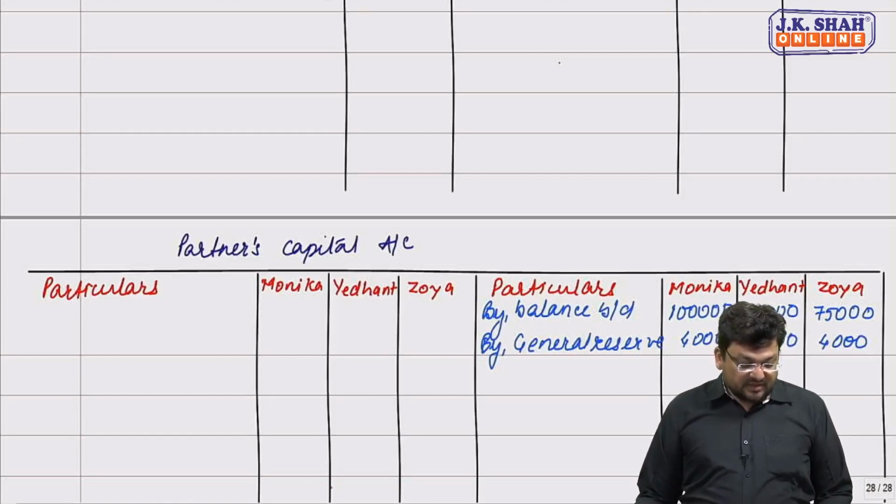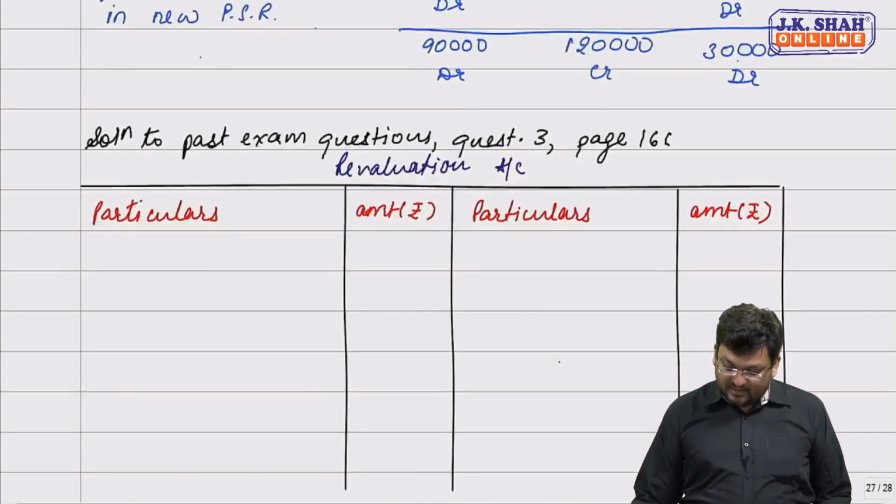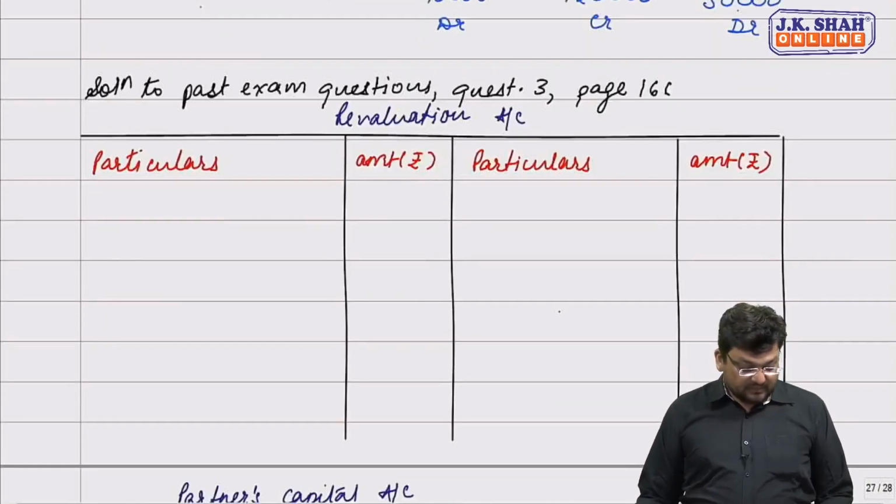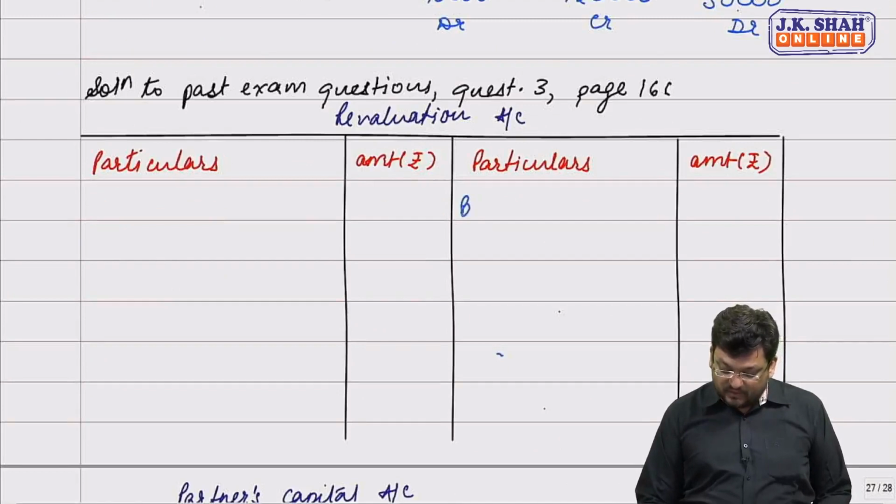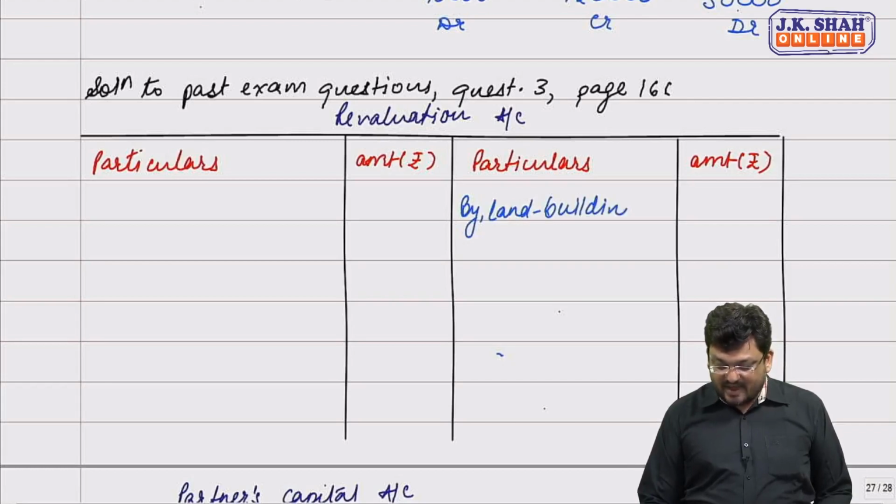Then, after the balance sheet, revaluation is given. After the balance sheet, land and building be valued at 1,75,000. So we are supposed to increase value of land and building by 25,000. To increase value of land and building, entry will be asset increases. So debit, land and building account debit to revaluation, 25,000.